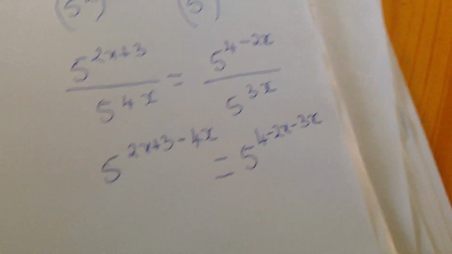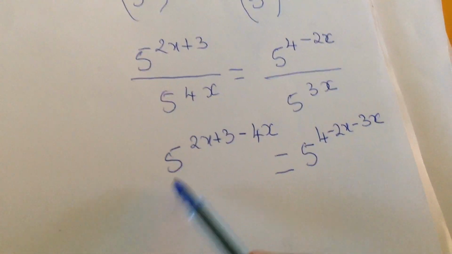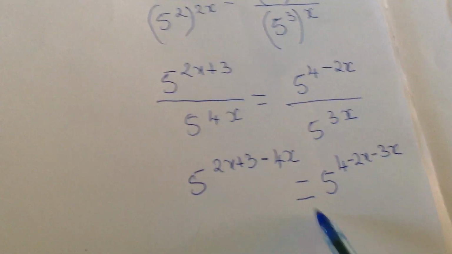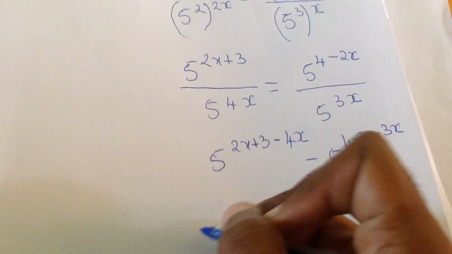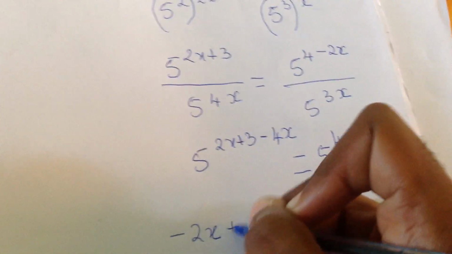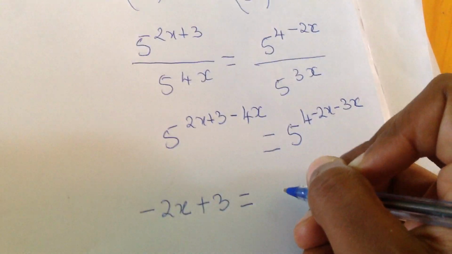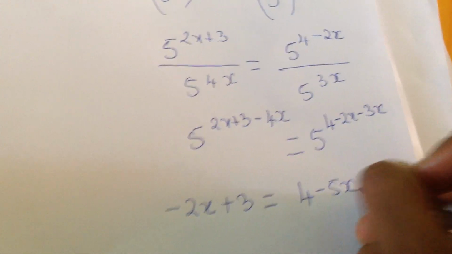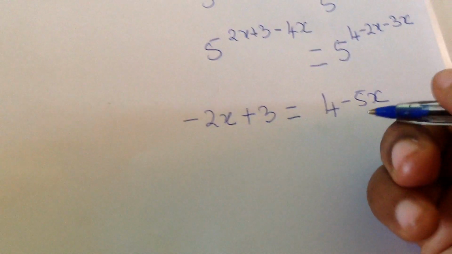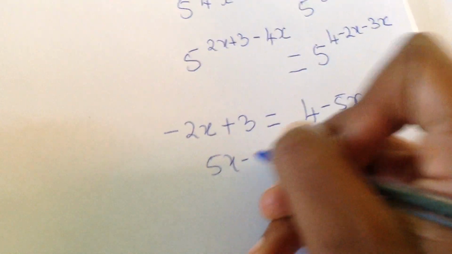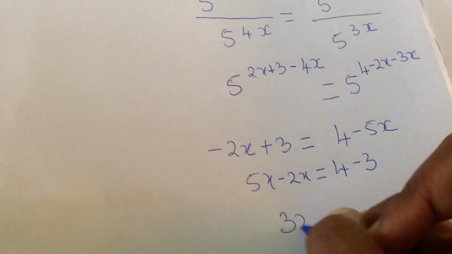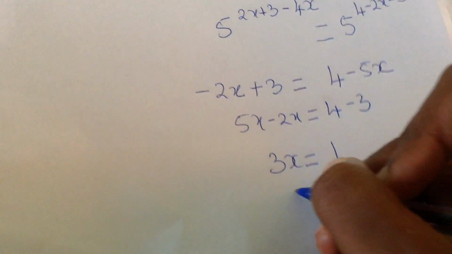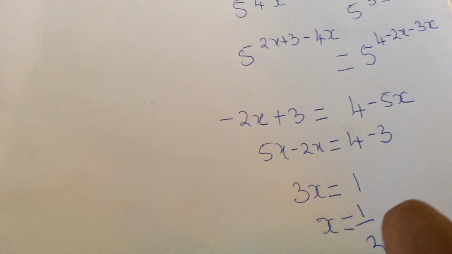Are you okay? And then I'll go back to my rule. Here the indices are the same, meaning the bases are the same, so the indices must be equated and solved. I'll write 2x minus 4x, negative 2x plus 3, is equal to 4 minus 5x. Then life becomes easier. So we have 5x minus 2x is equal to 4 minus 3. So what do I have? I have 3x is equal to 1. So x is equal to 1 over 3.